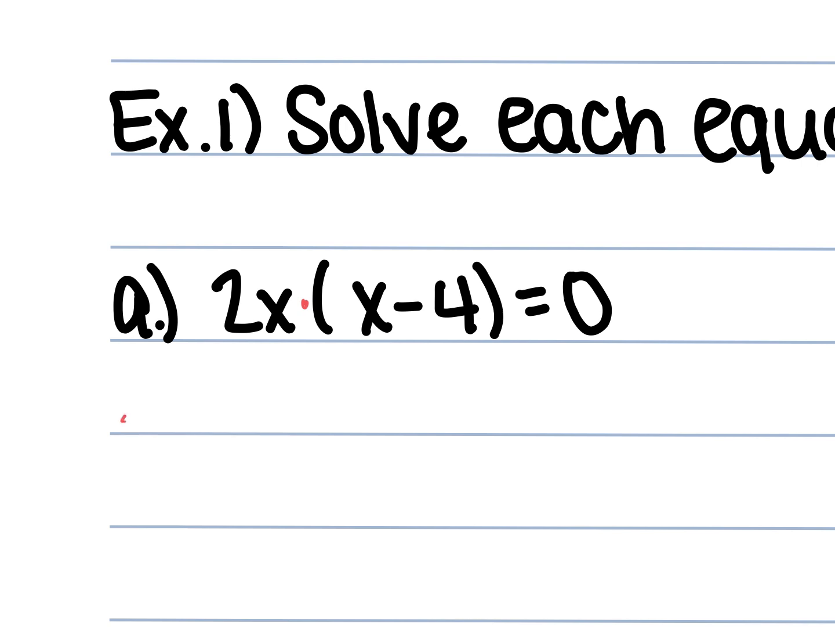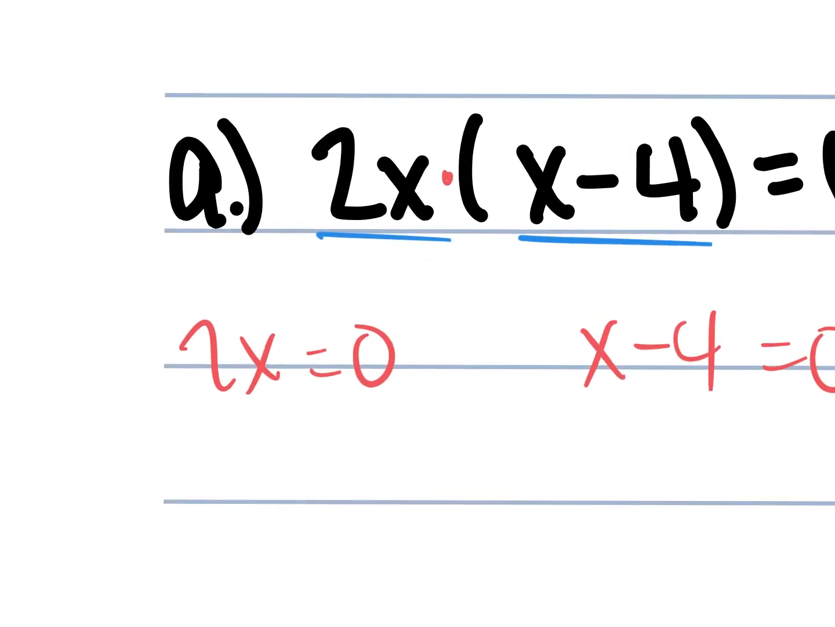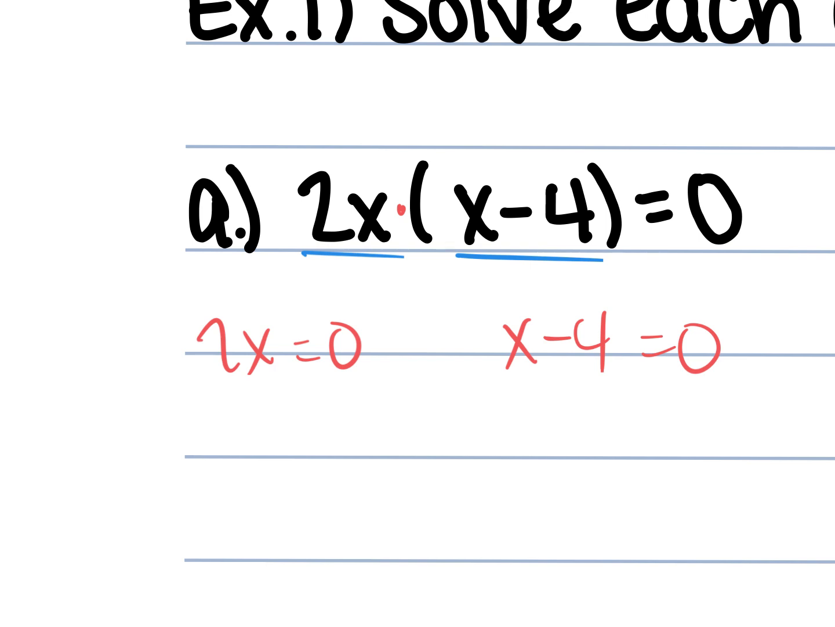The first one is going to be 2x equals 0, and the second one is going to be x minus 4 equals 0. Sometimes it helps to literally underline your two factors. So I have 2x and x minus 4. I'm going to set each of them equal to 0 and solve for x. So in 2x equals 0, what do I get? x must be equal to 0.